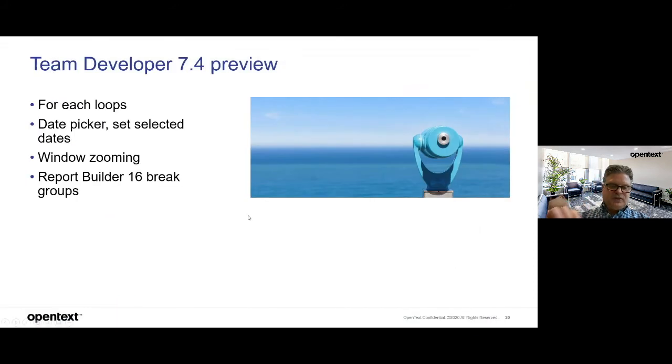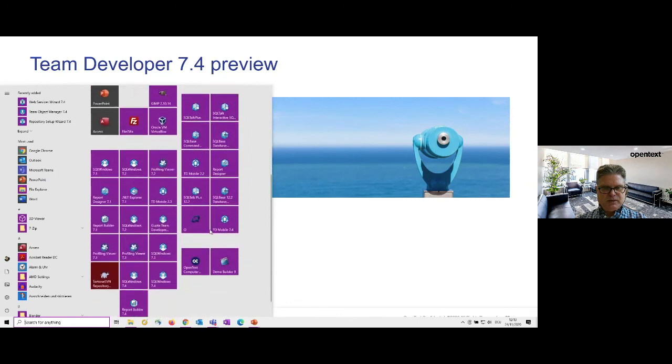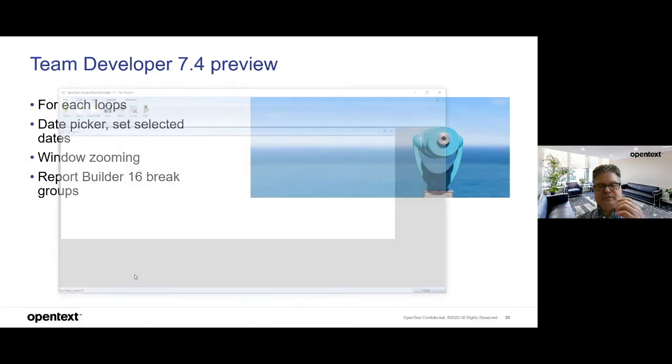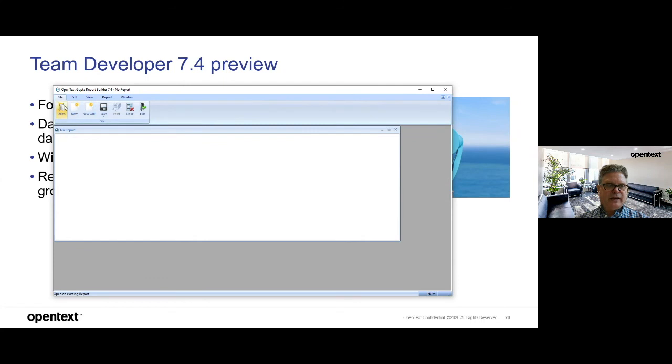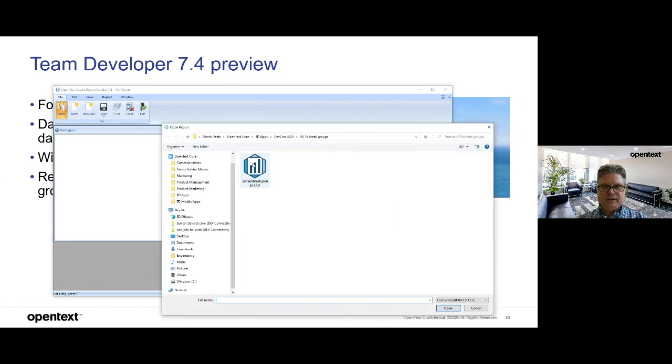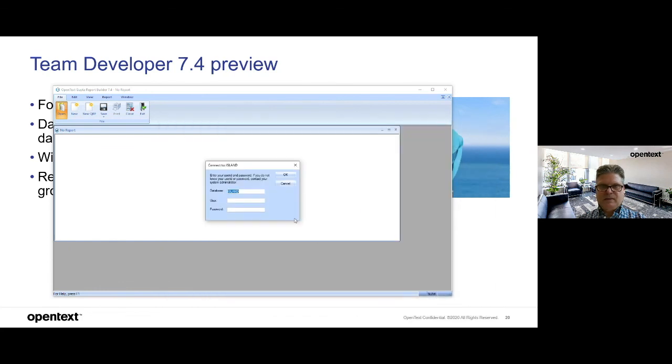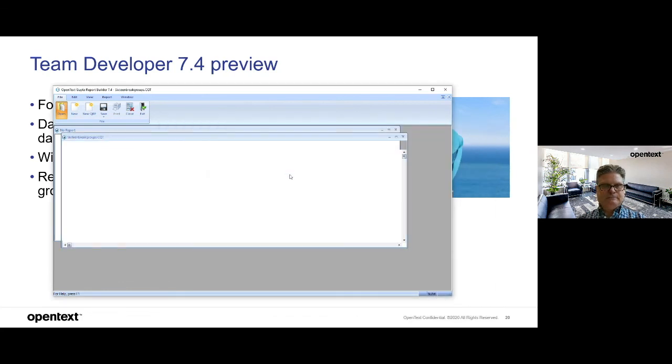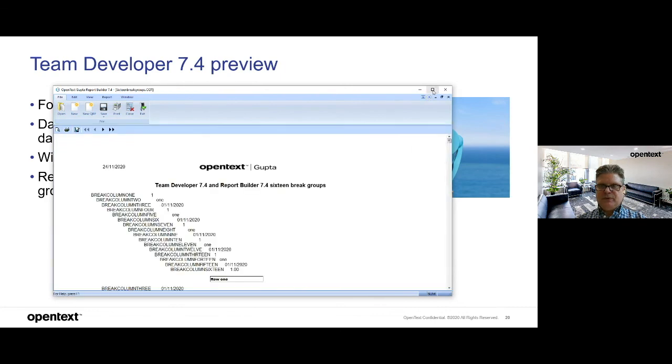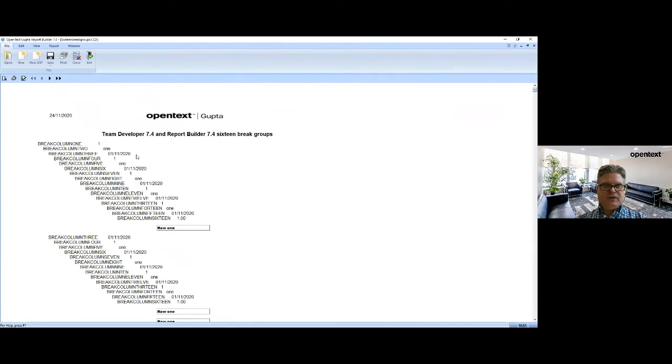Okay, and then there's one more thing left for Team Developer 7.4 to show: Report Builder 16 break groups. Let me start Report Builder 7.4 and open a report. So here's a report that has, in preview mode, 16 break groups, down 1 to 6, each indented a bit more, and that is one of the content rows.